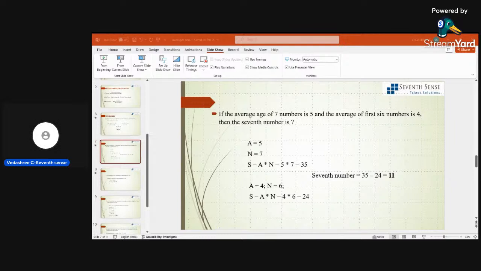I will post it as a comment here. Speed is equal to distance divided by time. So this is the formula to calculate the speed. Now what is the formula to calculate the distance? Distance is equal to speed into time. So this is the formula to calculate the distance.